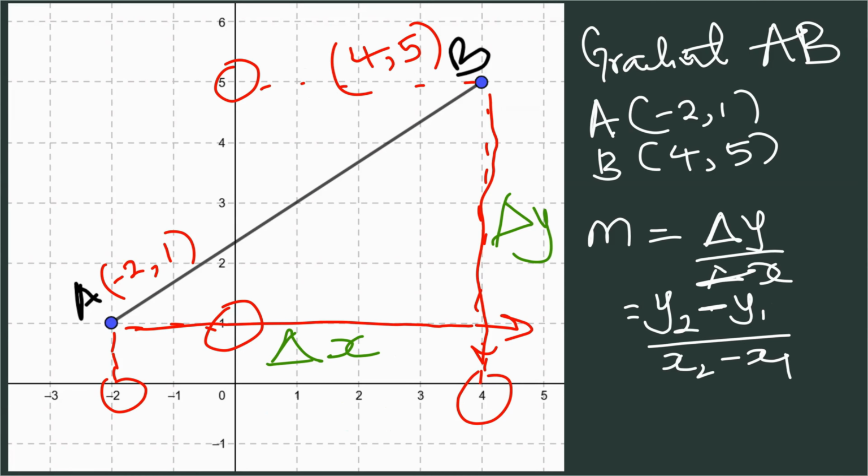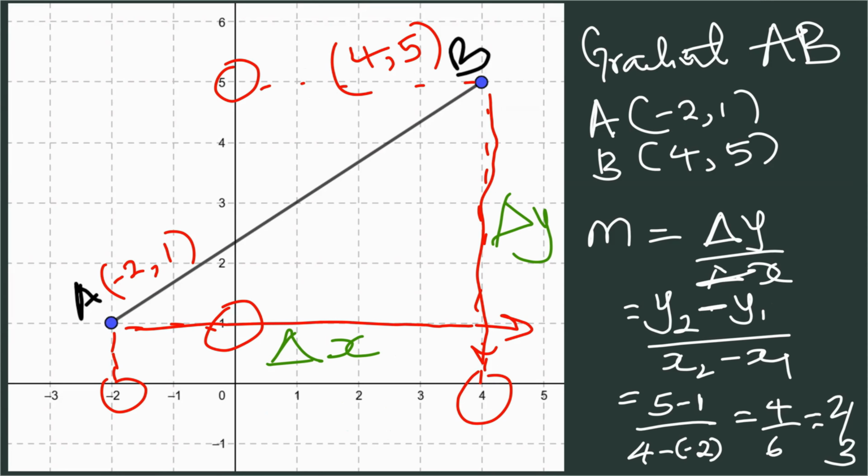Now what are those figures? y2, that is 5 minus 1, all over 4 minus -2. So our answer is going to be 4 over, when you open brackets of a negative and negative, you get positive, so it's going to be 4 plus 2, which is 6. And if you simplify, 2 there is 2, and 2 here is 3. So it's just simple like that.